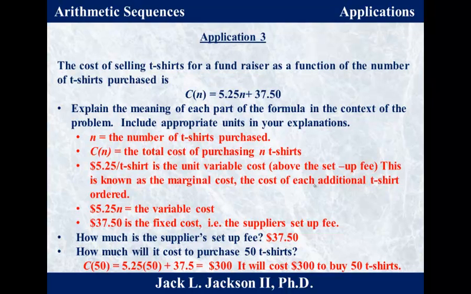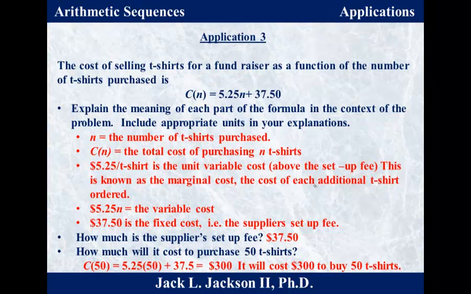So when you multiply that by the number of shirts, the 5.25 times n, that's dollars per shirt times shirts, which is dollars. That is the variable cost. But then we also have this constant term, 37.50. That's $37.50, which is our fixed cost, and that's the supplier's setup fee. So in other words, the supplier is going to charge you $37.50 to set up. Maybe you're printing a silk screen on t-shirts here, for example. So to set up the machine to do the silk screen, he's going to charge you $37.50.